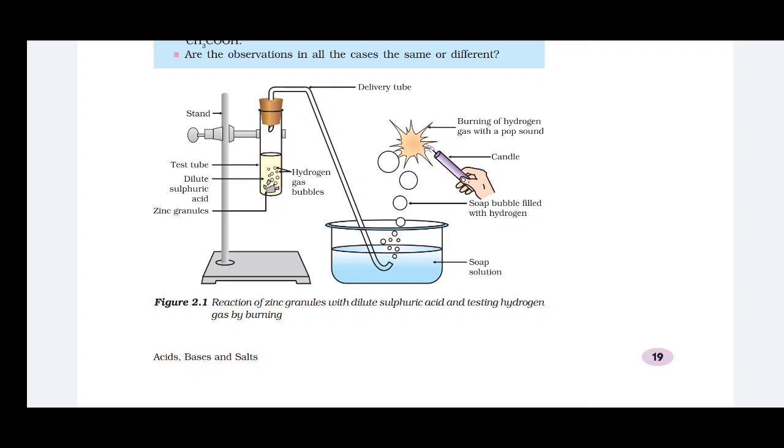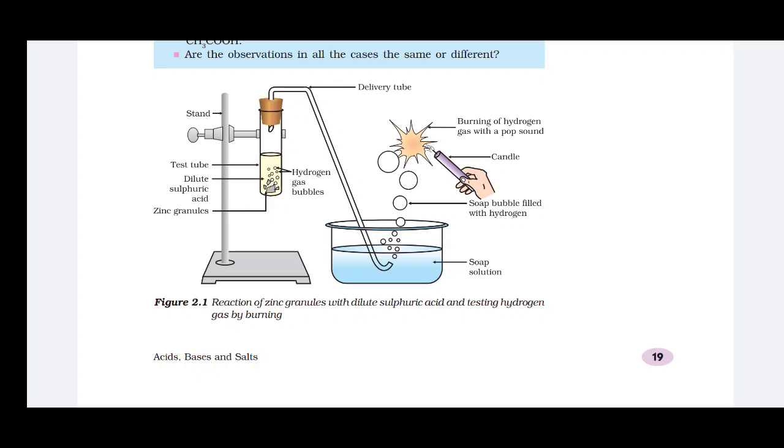To justify this statement, we have an activity. In this activity, you have to take a test tube which is closed with a cork, and inside that cork you have a delivery tube. The delivery tube is attached to a beaker that is filled with soap solution. The test tube is attached to the holder. Inside the test tube you have to put some drops of sulfuric acid and zinc granules. Zinc is a metal here.